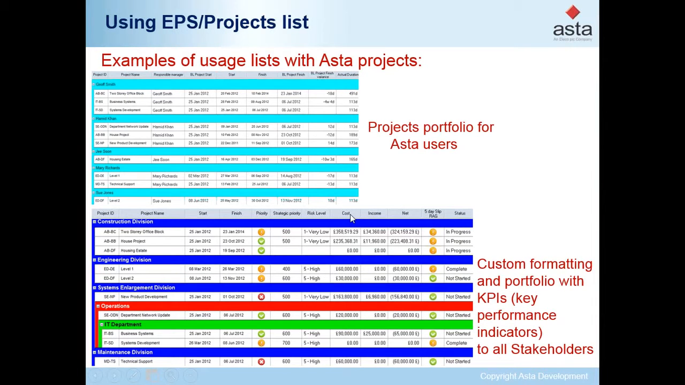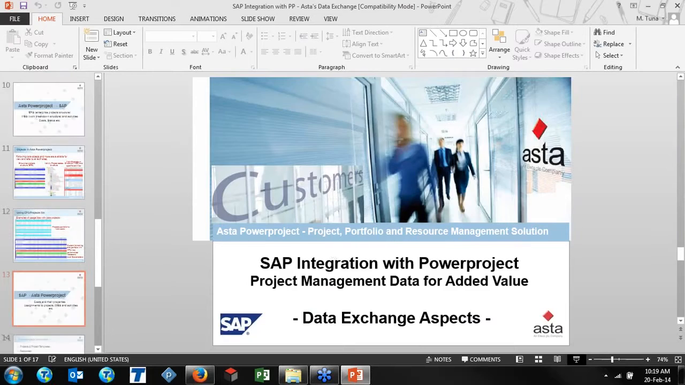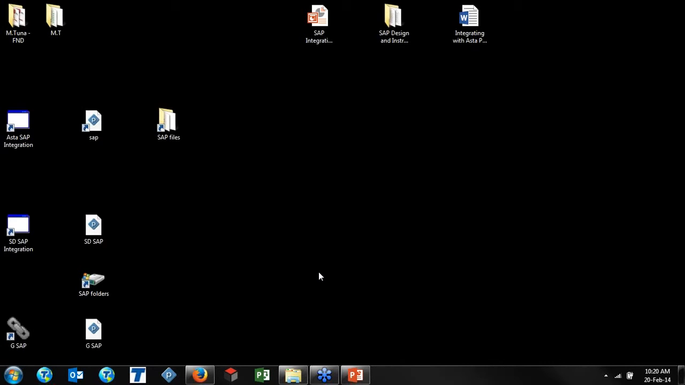After exchanging the data, you can have all your costs, incomes. Also, you can have the color codings. You can have the status information on the Asta when you exchange the data, and you can simply enhance your data in the Asta Powerproject. From SAP to Asta Powerproject, I will be showing on the system. You can simply change. As I said, this is fully dependent on the customer. And now, as you can see my screen, right?